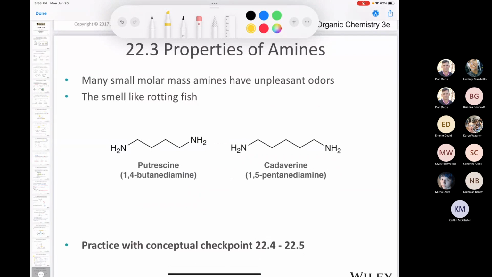Like I told you before we even started this chapter, many small molar mass amines have unpleasant odors. You can even see the names here. Putrescine, you've heard of the word putrid, and everybody knows what a cadaver is. So cadaverine and putrescine, these both have the odor of rotten fish. So they don't smell very good.